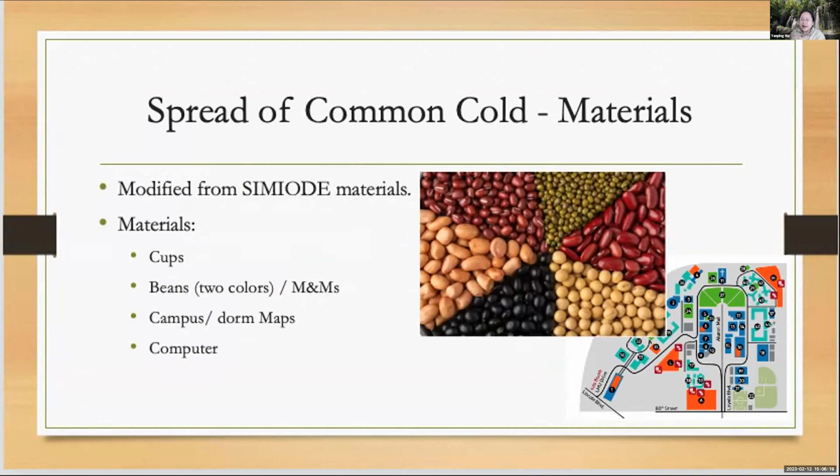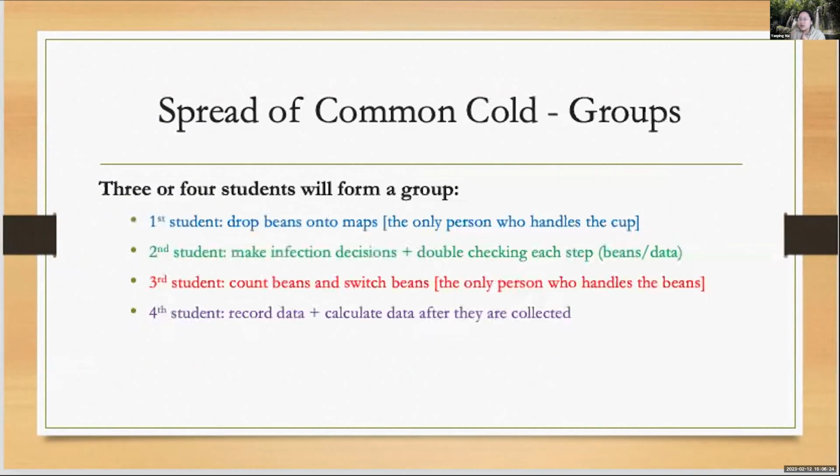I use our campus map, and I bring students to computer labs. We have 3 or 4 students form a group, and we give explicit instructions to each student. There's one task you have to focus on throughout this process. The first student would be in charge of dropping beans onto the map. That student will be the only one handling the cup and dropping the beans. And different students have different ways of dropping beans, believe it or not.